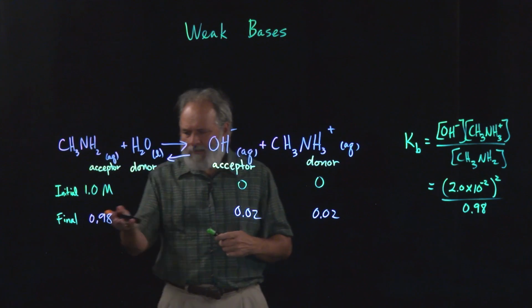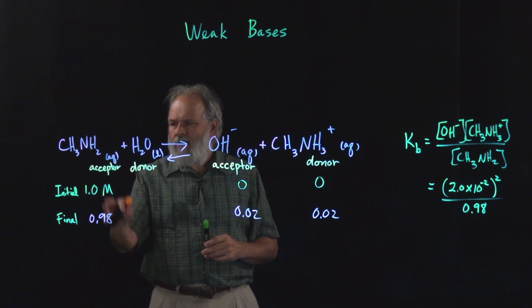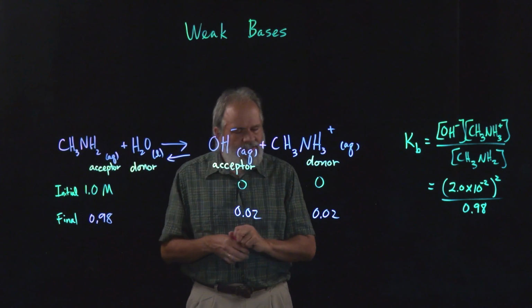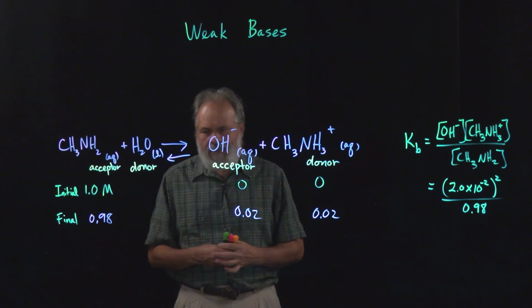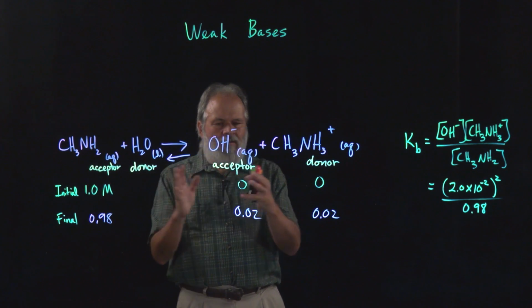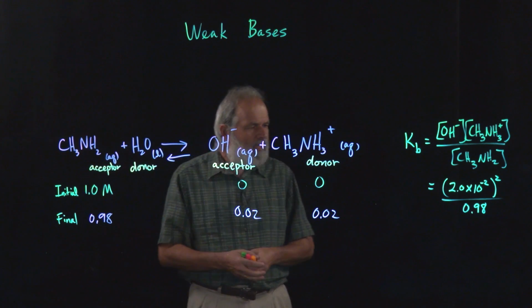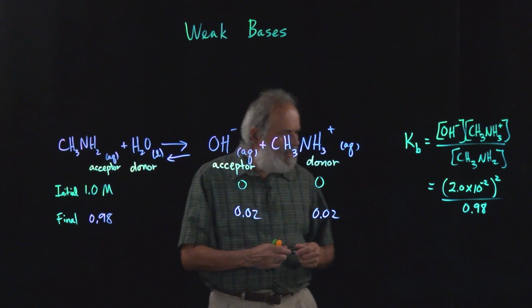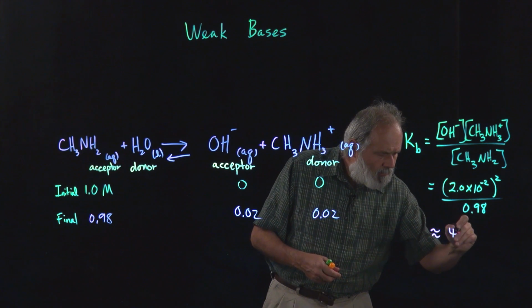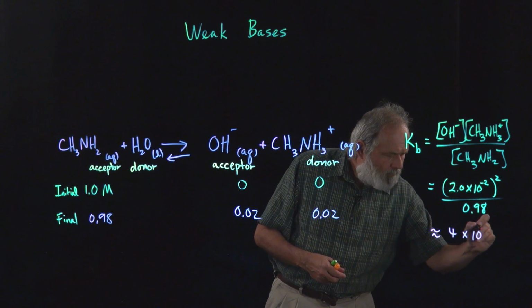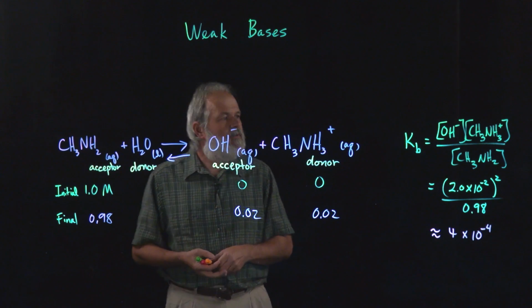And the final equilibrium concentration of methylamine is almost the same as the initial concentration. It turns out that the fewer ions that get produced, the closer this number is to this number. And so when we calculate this, we get 4 times 10 to the minus 4.